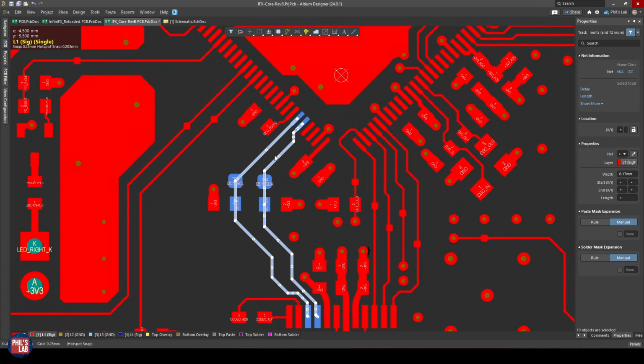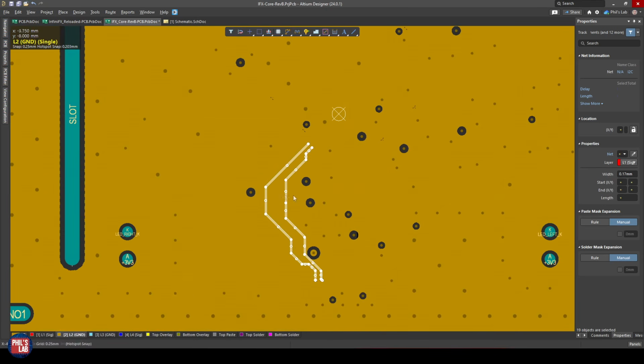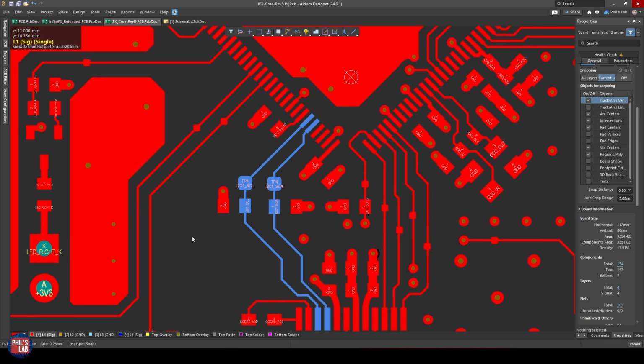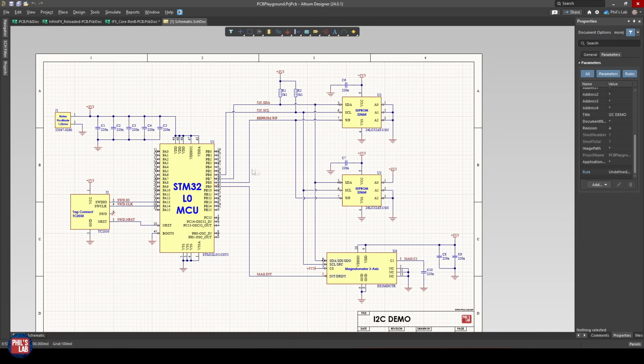The I2C traces in this case are on layer 1, and on my reference layer below is a solid ground pour, ground plane, and you can see it's uninterrupted. I'm keeping clear of voids, and I'm not crossing any splits like so. Again, there's not particularly much you have to pay attention to other than typical good PCB design practices, and this is fairly straightforward. As another simple example, I've drawn up a very quick schematic.